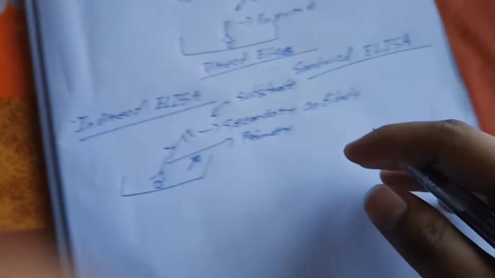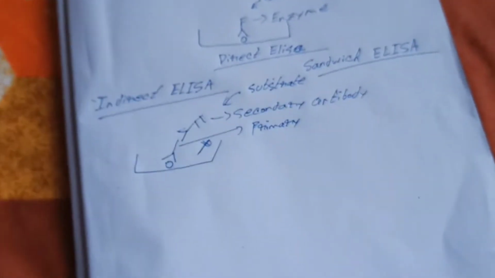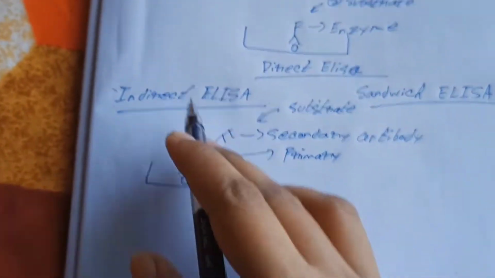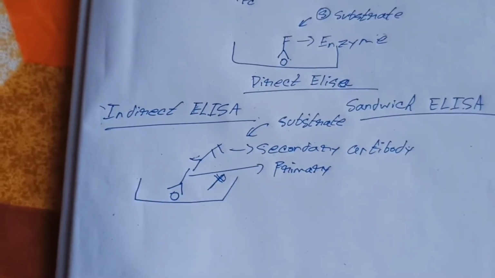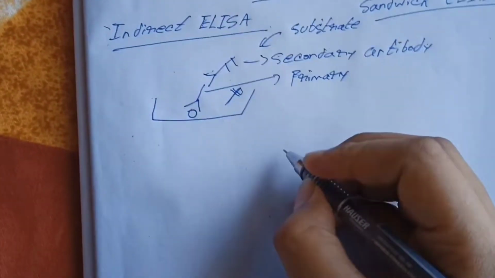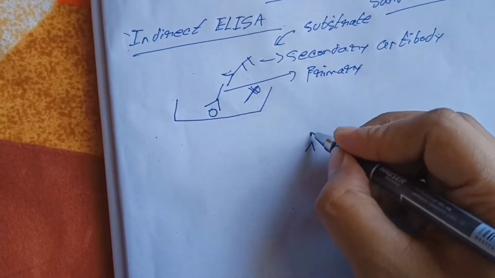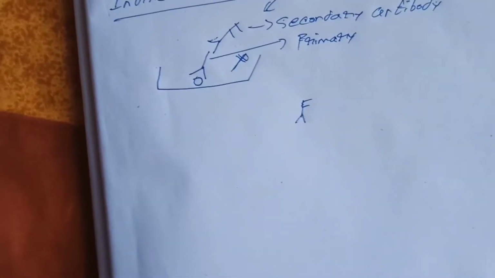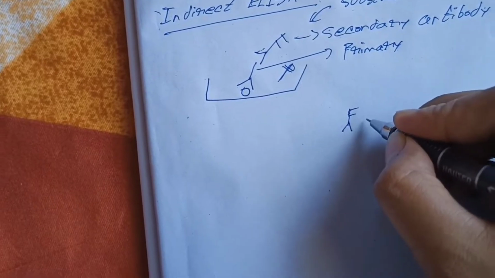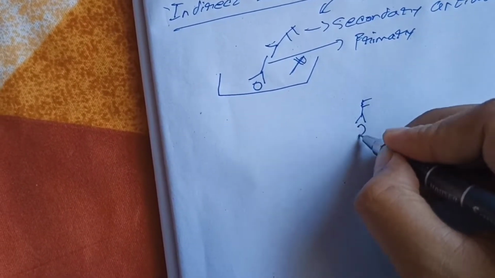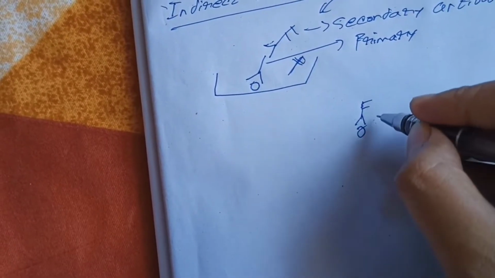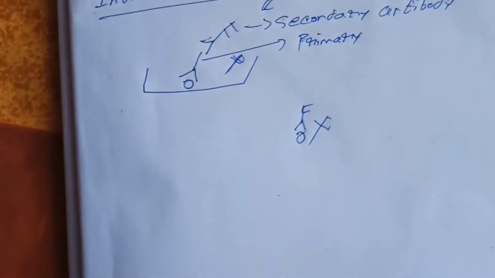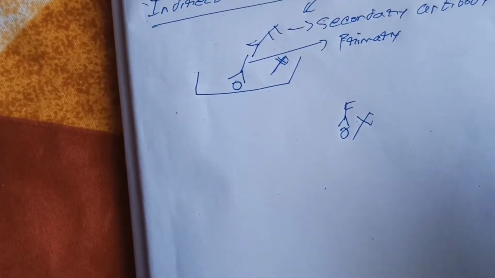So one question can occur in your mind: why do we do indirect ELISA instead of direct ELISA? Basically there are two things. Let's say we have the antibody and we attach the enzyme to it. Sometimes the antibody's working capacity can be lost. So sometimes the antigen is present, but the antibody will not bind. For that reason there is a chance of error, and we can see a false negative result.